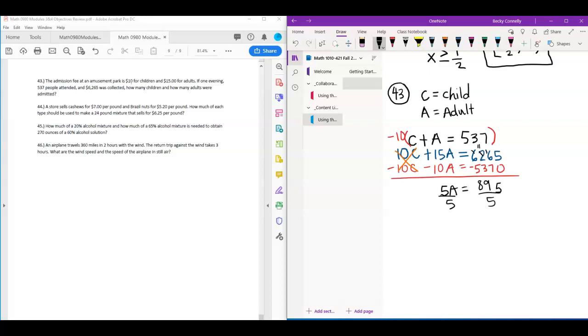Okay, yep, and Tina said she came up with 179. Is that what everybody else came up with? All right, and so this is how many adult tickets, right? So it's not in money, it's the number of tickets. So I'm going to say 179 adult tickets were sold.